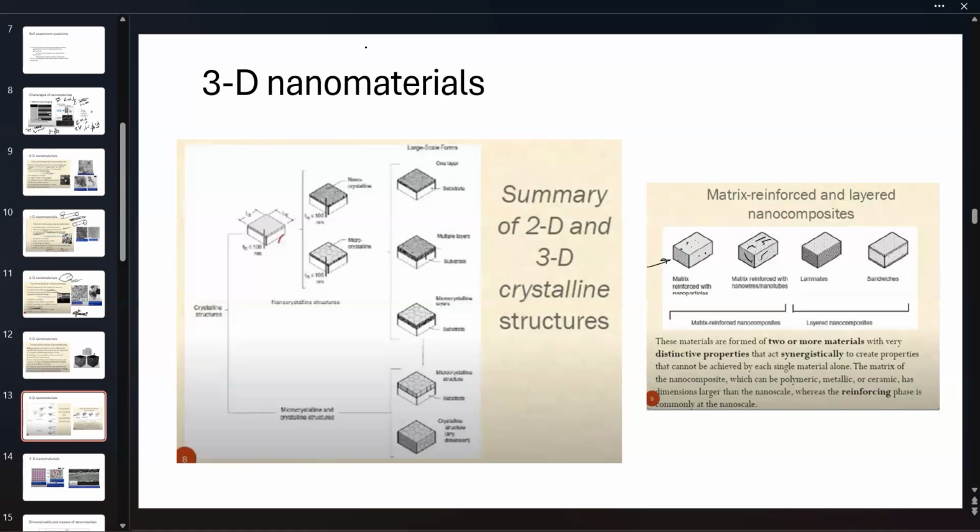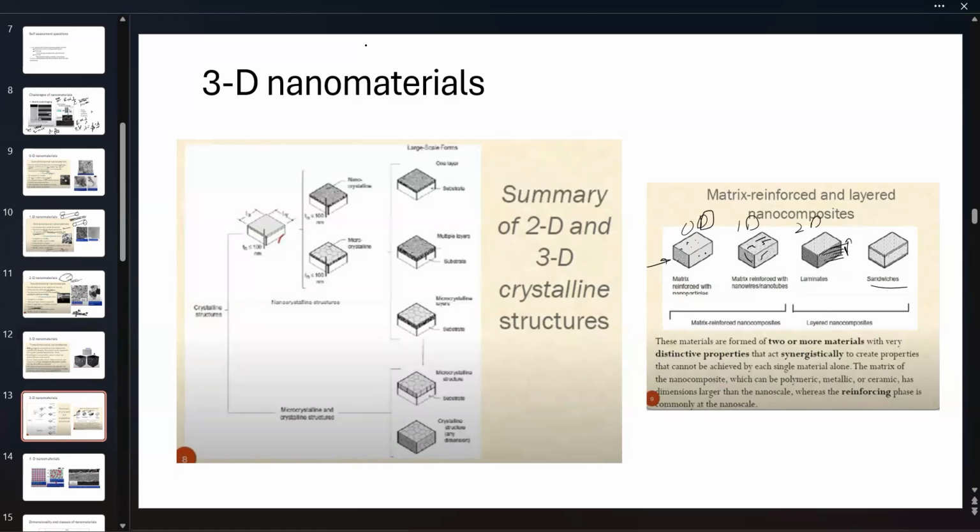Matrix. Or we went from 0D additive, 1D, now 2D. In 2D, you have different layers. So the layers, and if you combine them, join them together, and then you get a bulk material composed of different layers of 2D nanomaterials.